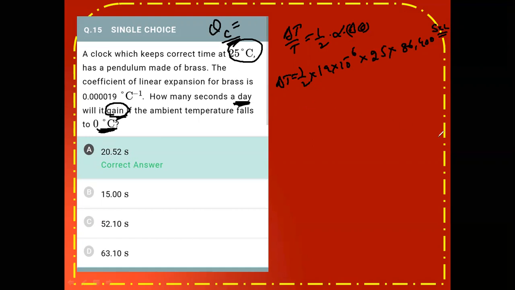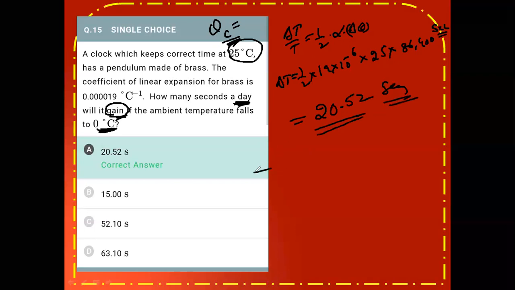To eliminate the options, don't give importance to the powers and all, because none of the options has the same integer part: 20, 15, 52 and 63. Just multiply 19 with 25 with 86,400, and divide what you get by 2. Exactly the answer you will get is 20.52 seconds.